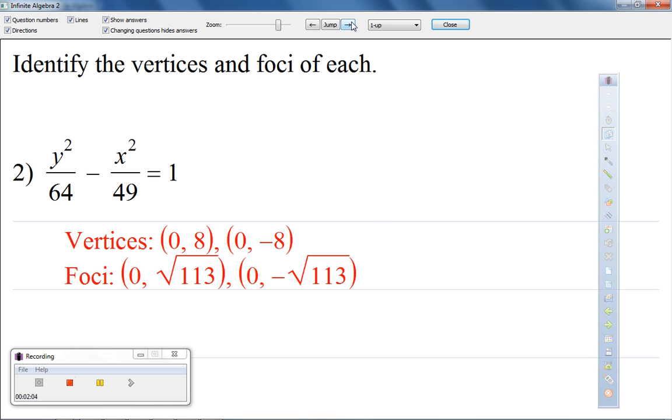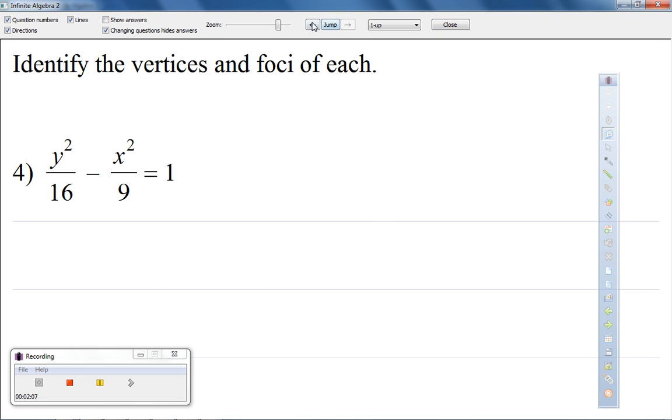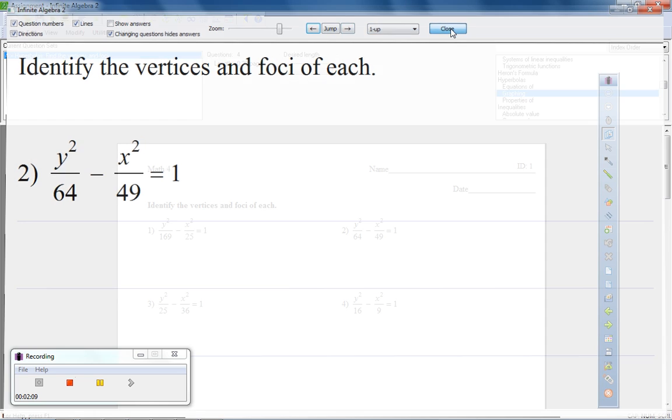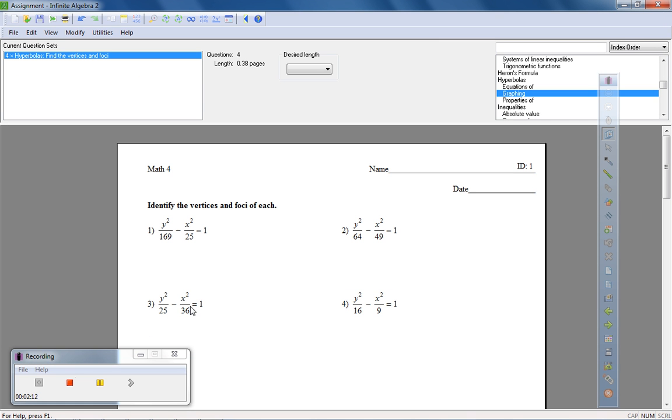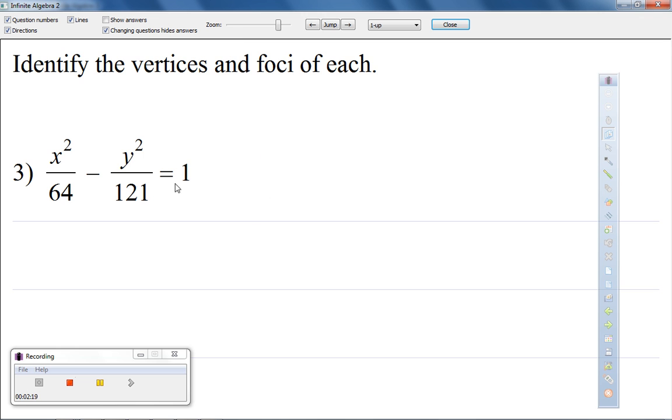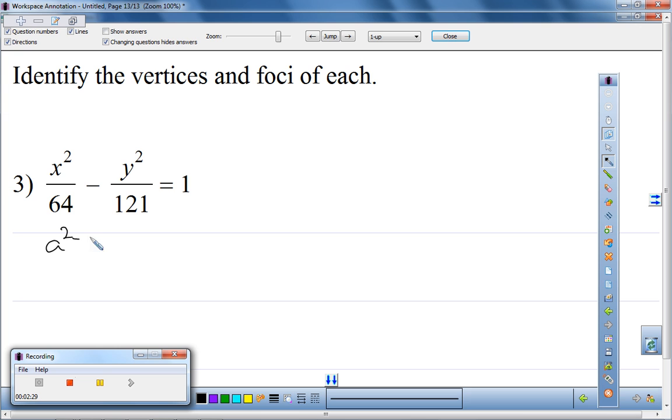Let's go ahead and do another example. I want one where x comes first, just to show. So let's regenerate this one. And hopefully, okay, there we go. We got an x first. So here we have x squared over 64 minus y squared over 121 is equal to 0. A always comes first, so a squared is equal to 64. It's really not going to change our calculations, it's just going to change our ordered pair. So we take the square root, and a is equal to plus or minus 8.